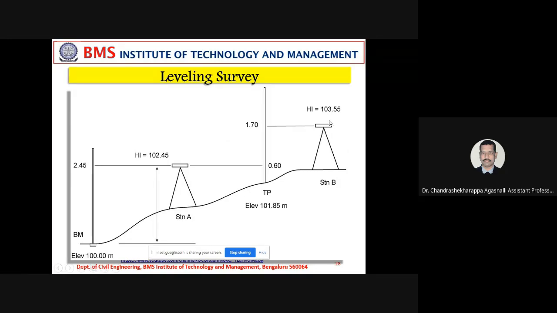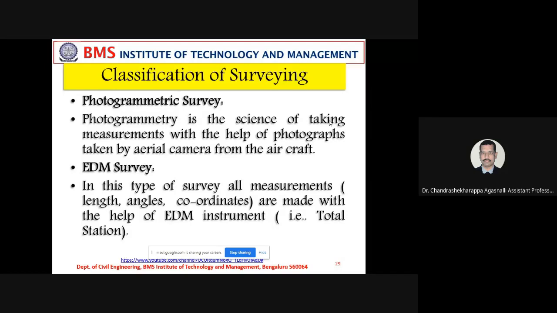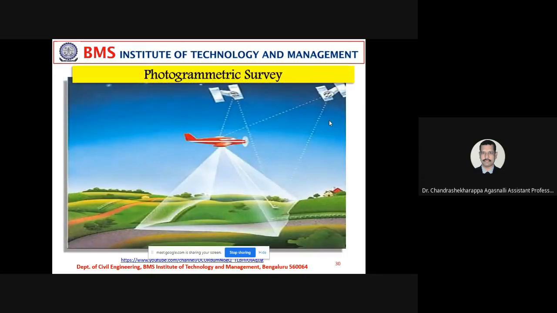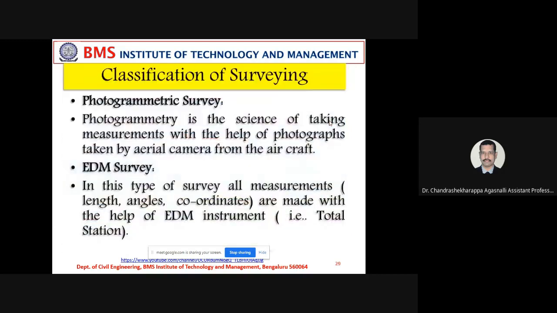This is a leveling survey to determine the levels. The next is photogrammetric surveying. It is the science of taking measurements with the help of photographs taken by aerial cameras from an aircraft or from a drone. The next one is the EDM survey, electronic distance measurement survey. In this type of survey, all the measurements, whether lengths, angles, or coordinates, are made with the help of EDMs. That's called your total stations.